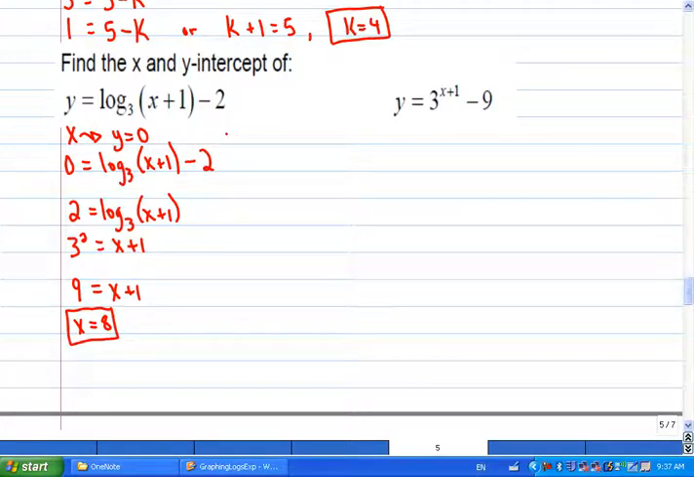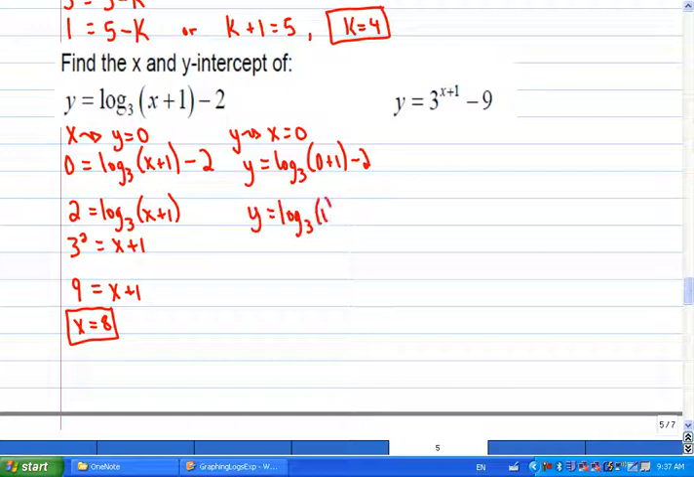And if I'm trying to find the y-intercept, that means x equals 0. So this one will actually be easier. Log base 3 of 0 plus 1, minus 2. So this will be y equals log base 3 of 1 minus 2. So which exponent of 3 gives me an answer of 1? Well, that exponent would have to be 0. So y equals negative 2.